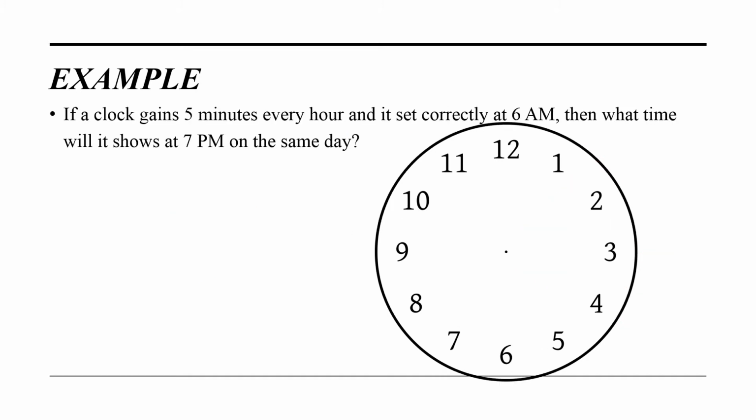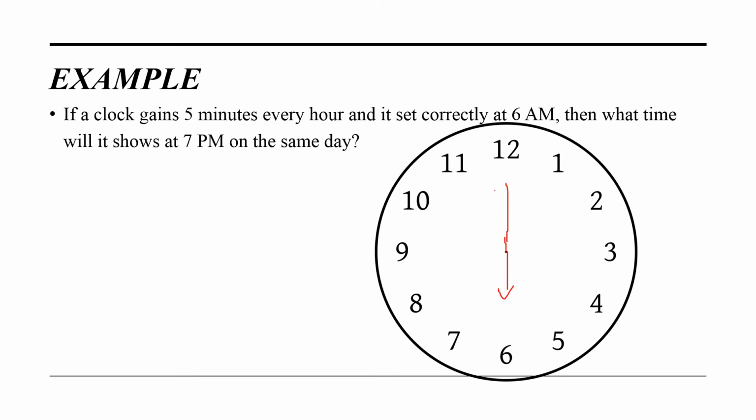The next two problems are based on the concept called clock gains and losses. Here they ask you to find what time it will show at 7 p.m. on the same day if your clock gains 5 minutes every hour and it is set correctly at 6 a.m. Here they are saying the clock is set correctly at 6 a.m.